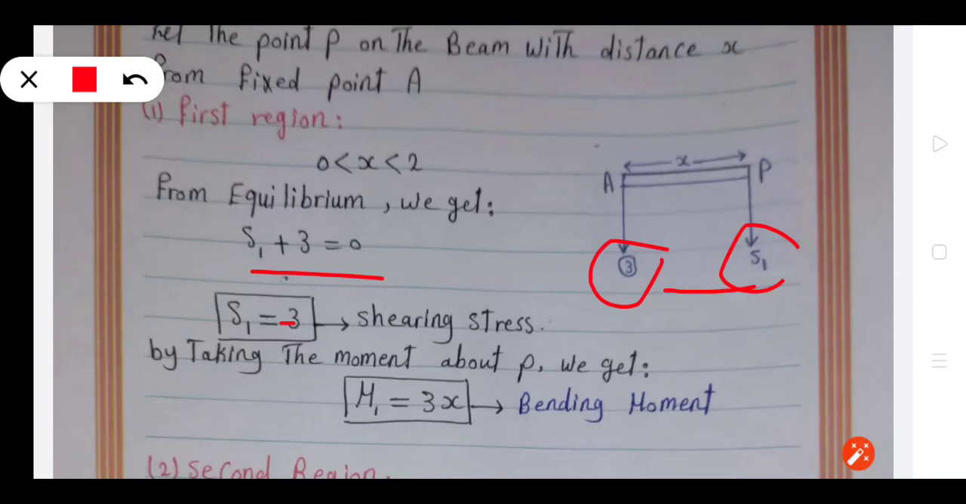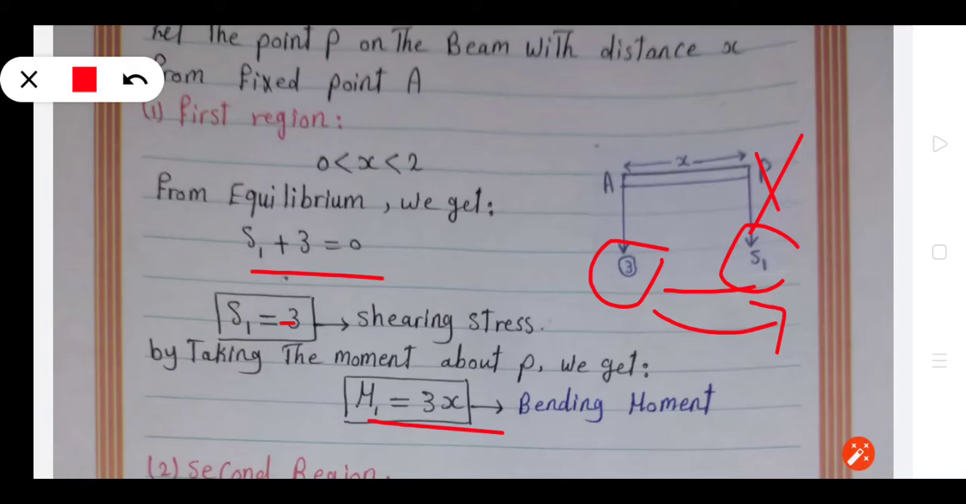To find the bending moment M1, we will take a moment about the point. We have 3, which is anti-clockwise, so it has a positive sign, times distance x, so M1 equals 3x.